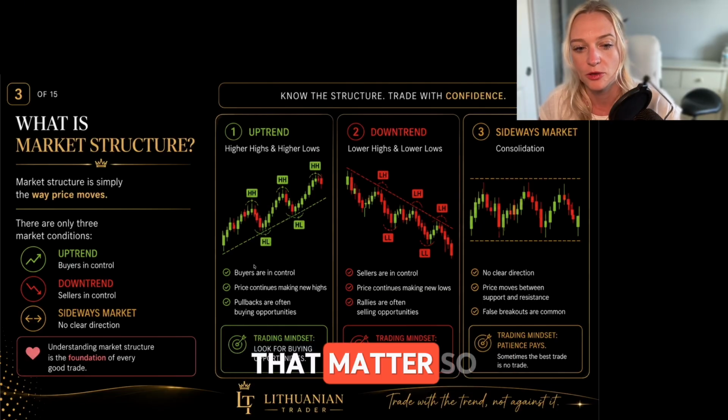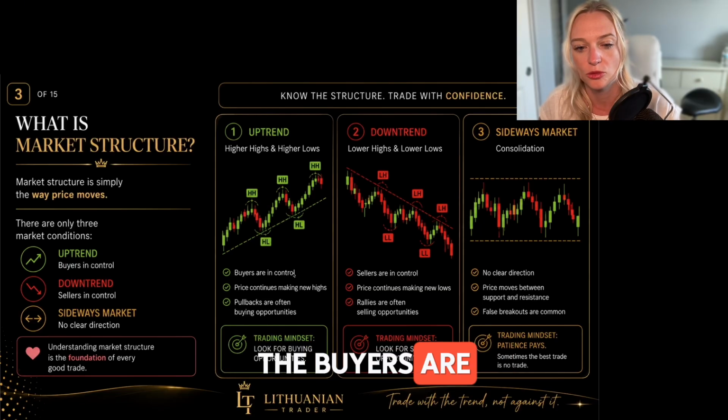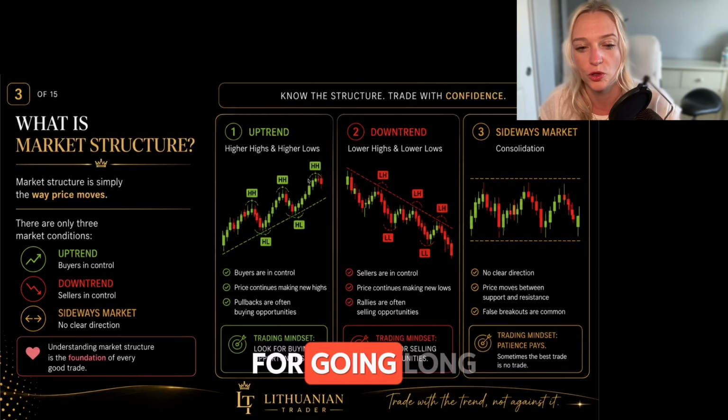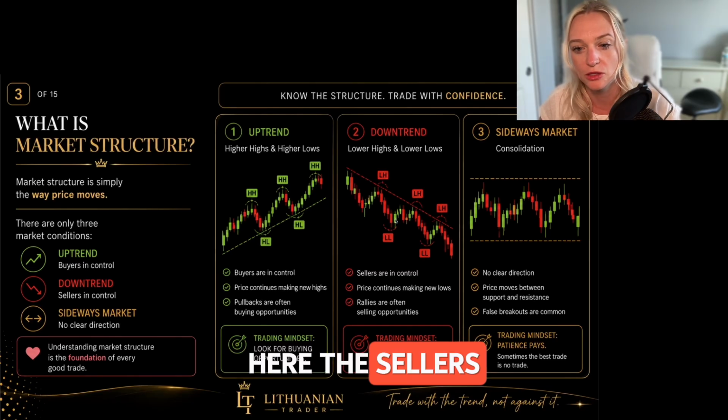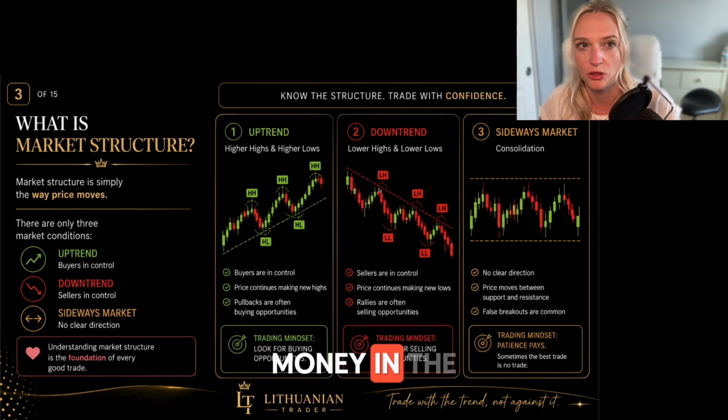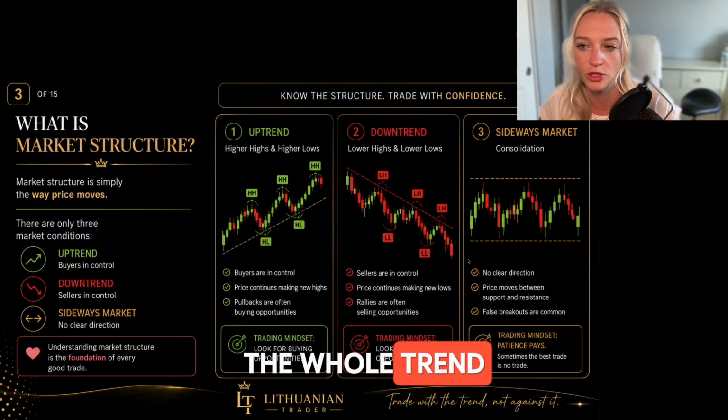And why does that matter? In this uptrend, the buyers are more in control, so you're going to get paid more for going long, and vice versa. Here, the sellers are in control, so you're going to get paid more for going short, right? Can you make money on the long? Yeah, but it will be a small one because it's a pullback. The whole trend is down.